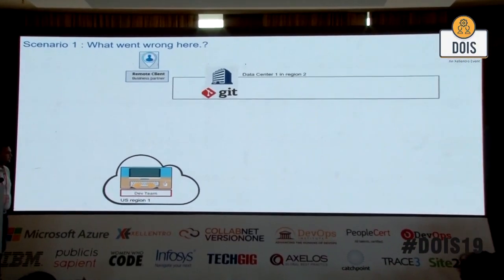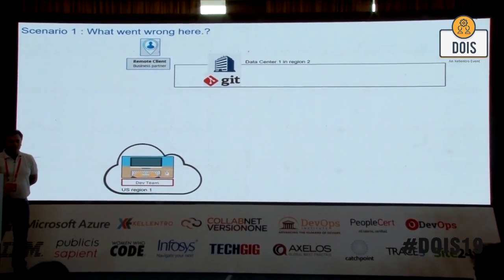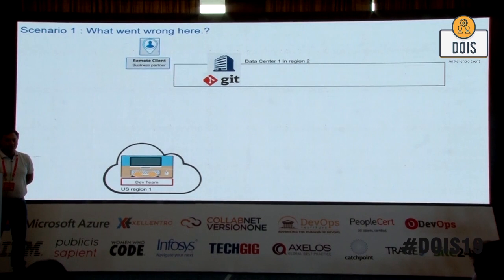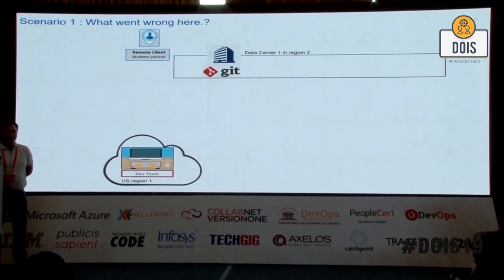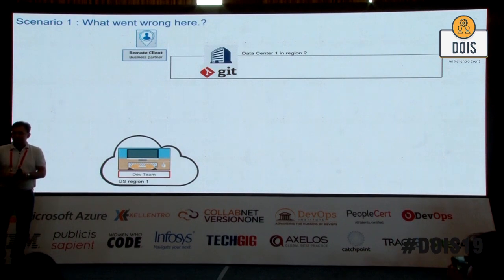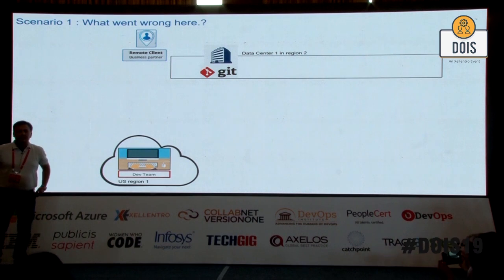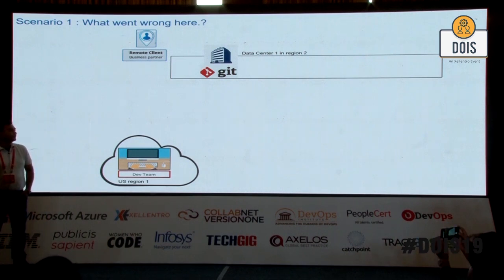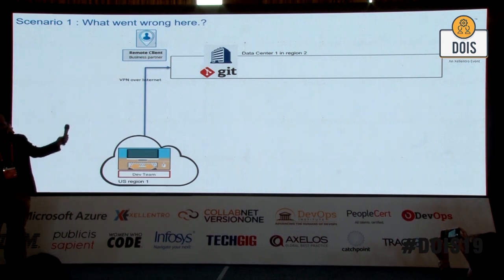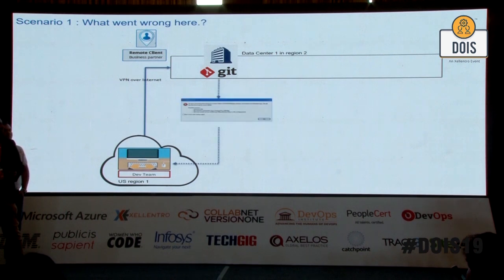So there are two teams. One is the development team, working on the AWS cloud subscription, and there is another data center in a different region. The connectivity between the two has not been established. So what the developer will try to do is access Git, which resides in data center 2. The error message will pop up that you don't have access to Git.